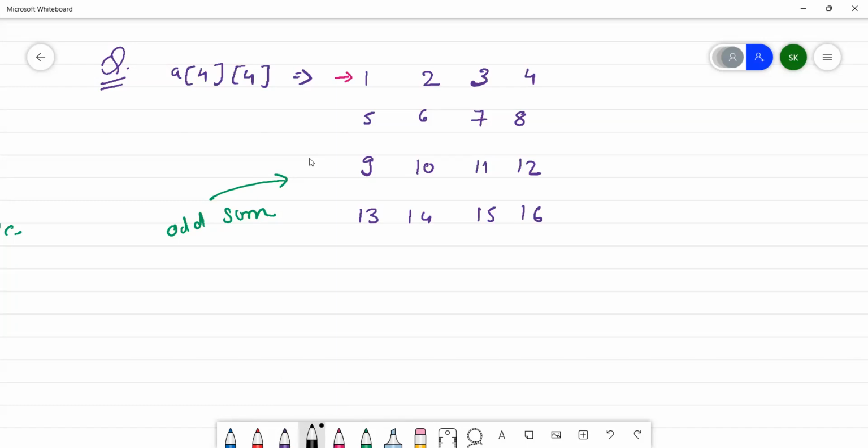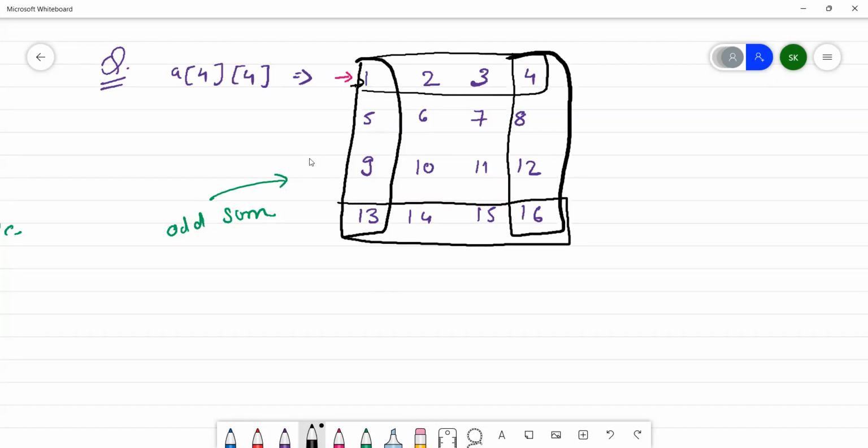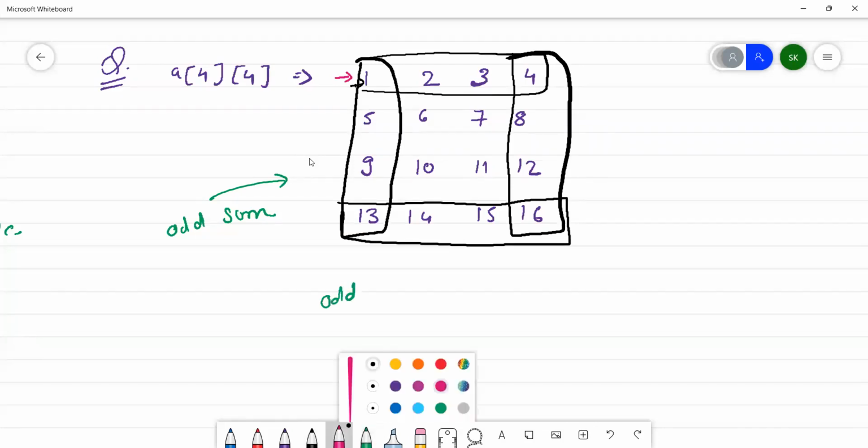You need to iterate on the border of the matrix. That is, this is your border. This is your border. This is your border. And this part is your border. So on the border, you need to find the elements which are odd, and you need to find the sum of all the odd elements.